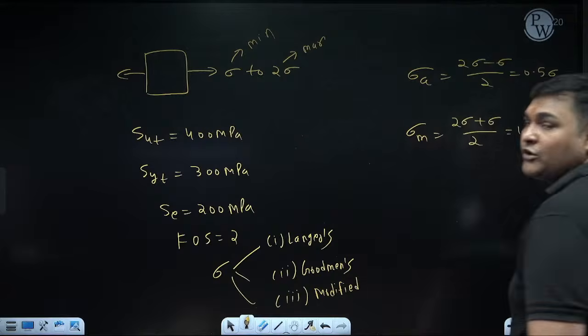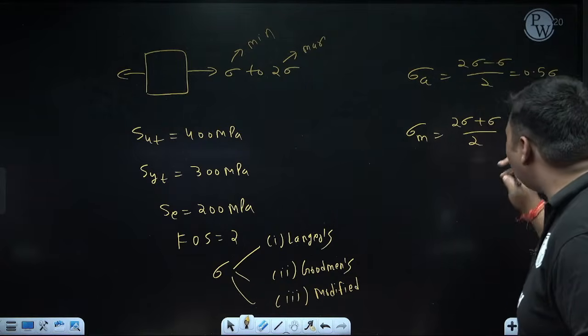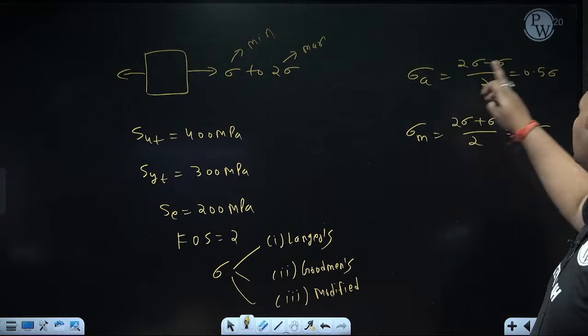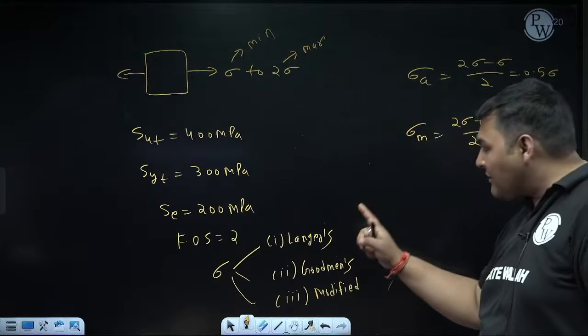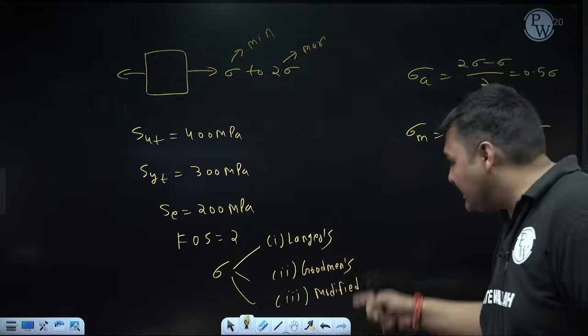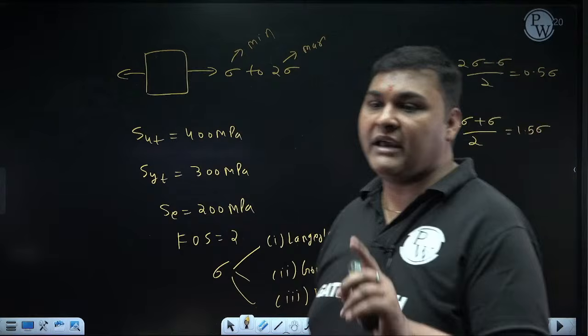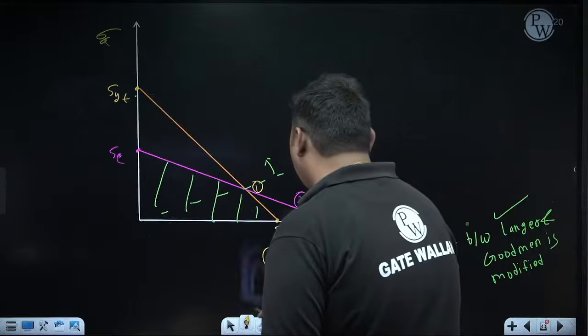But for modified Goodman, what can we conclude? Can I say with a more safer criteria, here sigma will come lesser? Because actual stress will be less when sigma is less. So here less is more safer. So we'll calculate sigma by Langer, sigma by Goodman. Whichever is coming less, that will be sigma by modified Goodman. I think it is clear. But for that, first I am finding by Langer and Goodman.